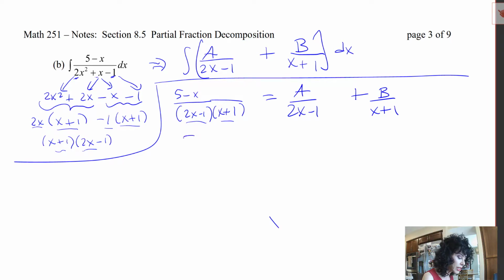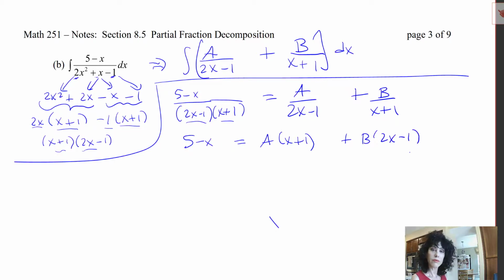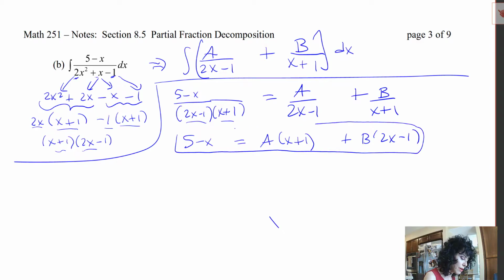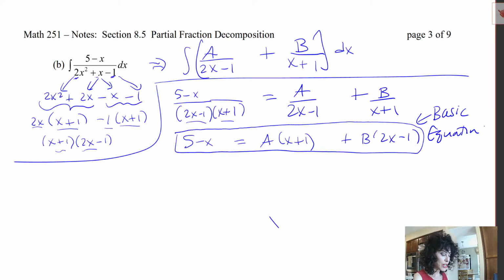When I clear fractions, I get what's called the basic equation, and it's going to look like this. If you have the basic equation somewhere on your paper, I'll be so happy. I'll give you a partial credit point or 2, okay? And you'll use the basic equation in order to help you get those unknowns.